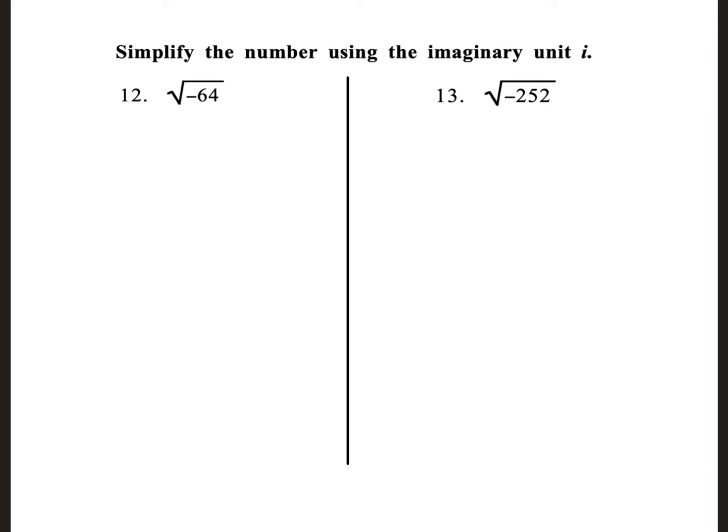Hello, in this video we are going through number 12 and 13 from your Try 1 Algebra 3 final review. In these videos we are simplifying our numbers using the imaginary unit I. Really, you're simplifying some negative square roots, or square roots with negatives underneath them.